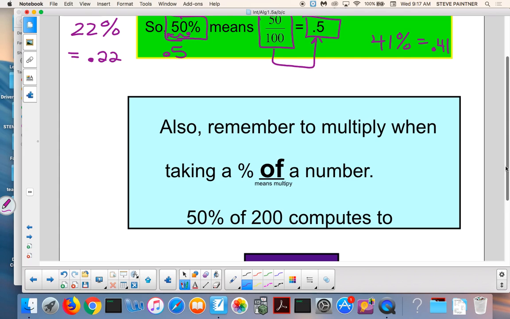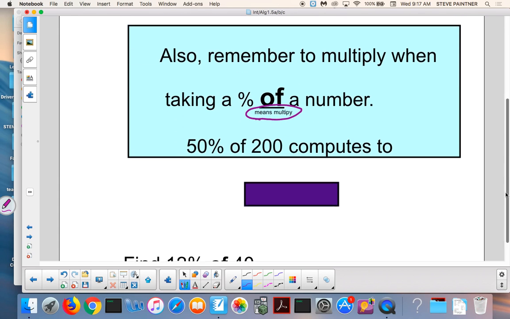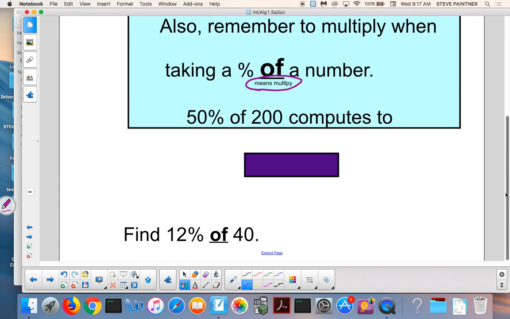Okay? All right. Now let's go down here. Also remember this. Remember to multiply when taking a percentage what? Of. Of means what? Means multiply. You gotta multiply when you hear the word of. A percentage of a number. So look at that one. I did a really easy one for you because I know, just looking at that, guys, I think you know the answer, don't you? What's 50% of 200? What does 50% mean to you? Half. You got half of it. What's 50% of 200? 100.